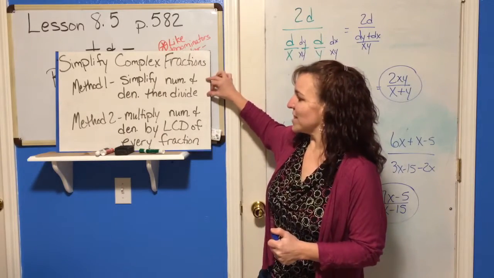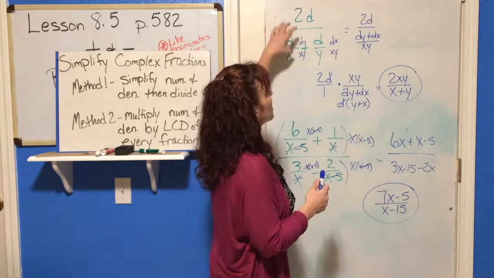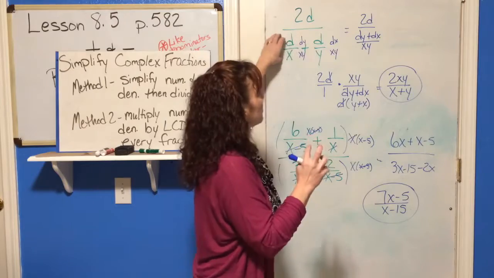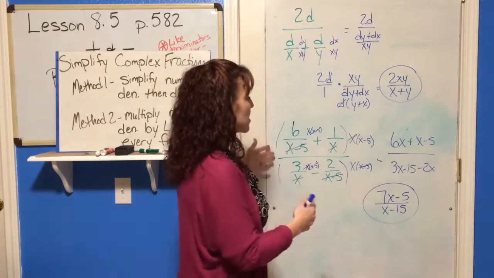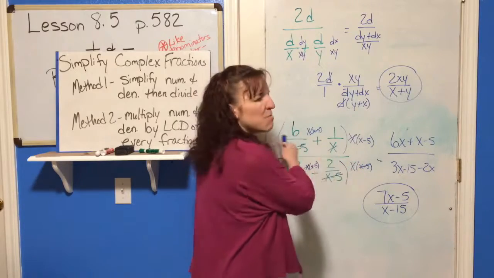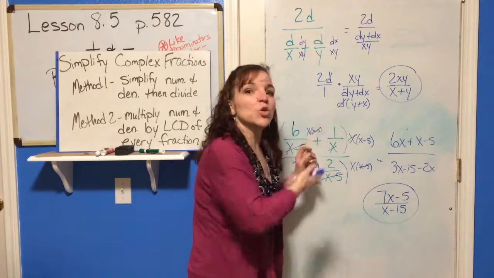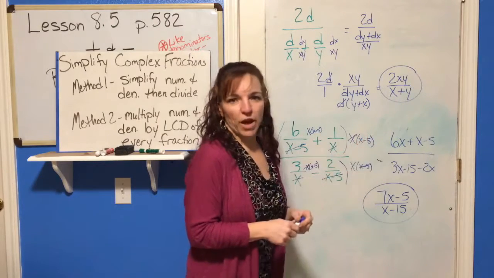Make sure you write these steps down. Either take this as two separate problems and simplify them down, and then flip the bottom one and multiply. Or find the common denominator of all the fractions and multiply all those fractions by the common denominator, and then you eliminate all the denominators and you end up with just one fraction.